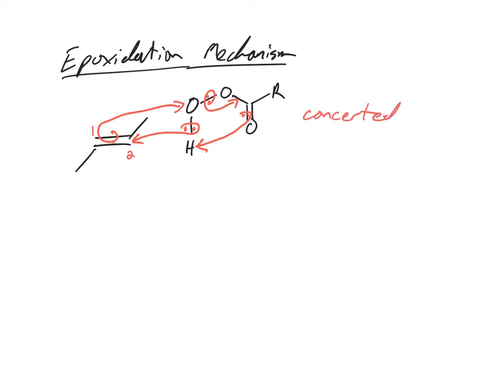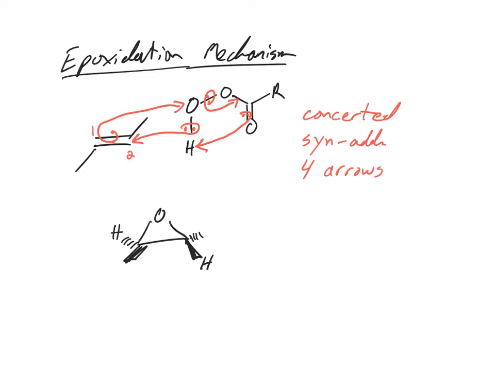We get a syn addition. This is stereochemistry. It's a syn addition. 4 arrows. It's called an epoxidation, and we end up making an epoxide. And if we had, right, we started with this alkene, the H's were trans to each other, and so they would be trans in the final product as well. And you'd also get this here.